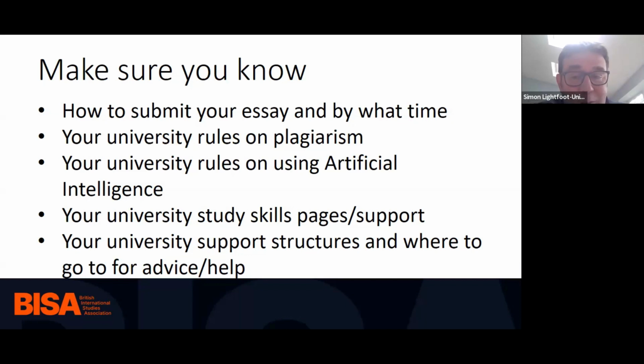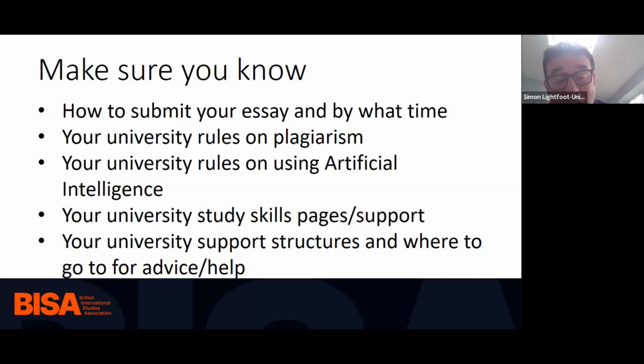A new thing for us as academics is artificial intelligence, things like ChatGPT. It's something that universities are struggling to understand, and we can come back to this in the discussion, but each university has developed rules or policies around artificial intelligence that, again, would be useful for you to check to make sure that you're aware of what you can and can't do.